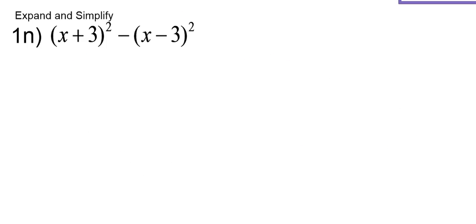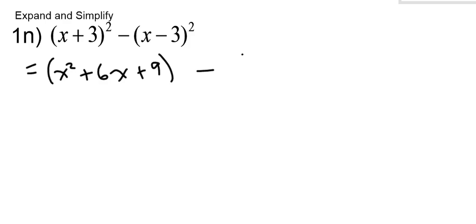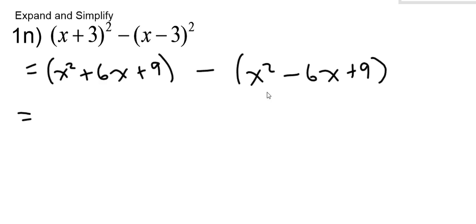And then the next one. So again, I hope that you're used to squaring a binomial. So square the first, double the product, square the last. There's the big minus sign. Square the first, double the product, square the last. So now I just have to worry about subtraction. x squared, take away x squared, it's gone. 6x minus negative 6x, that's 6x plus 6x. And 9 minus 9 is gone. So the answer is just 12x.